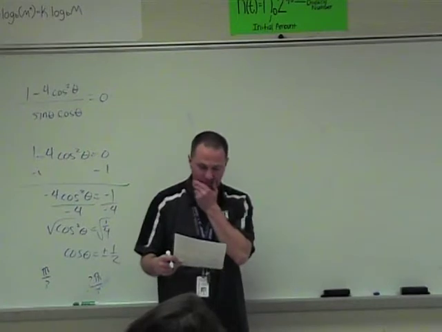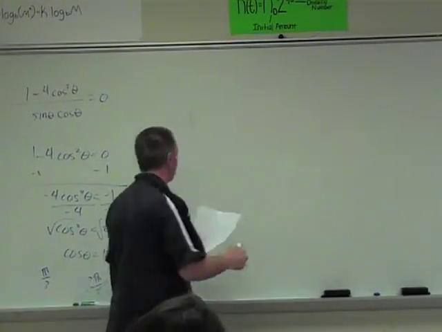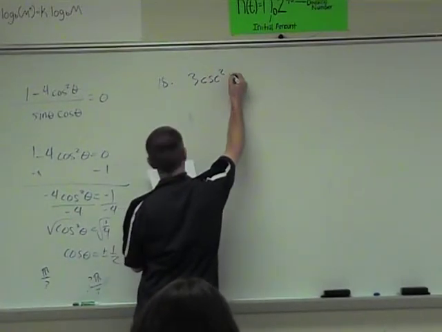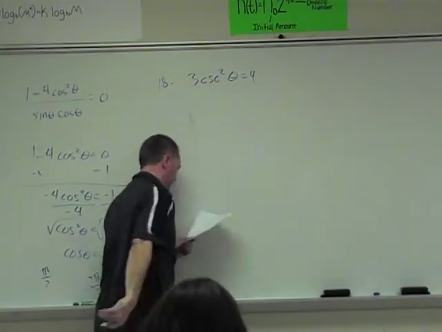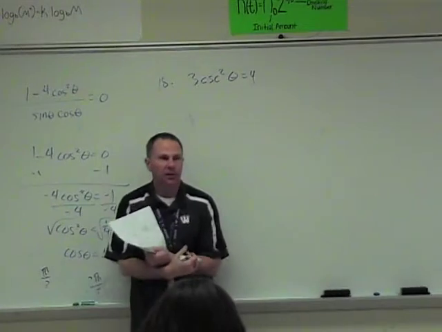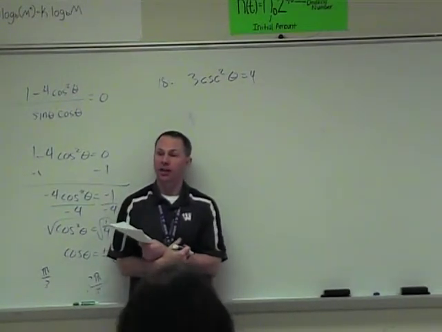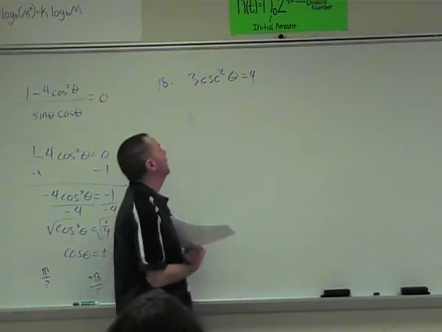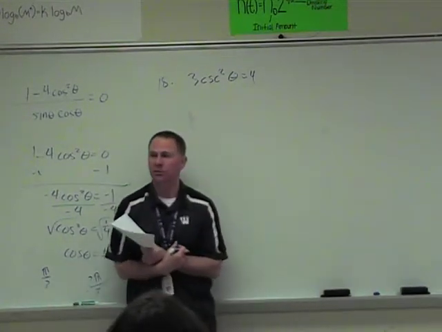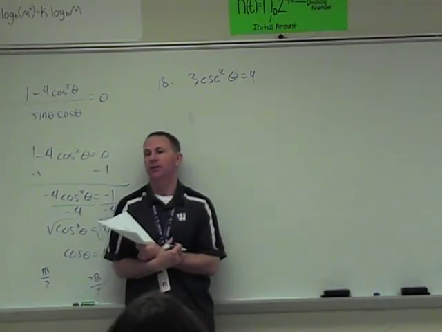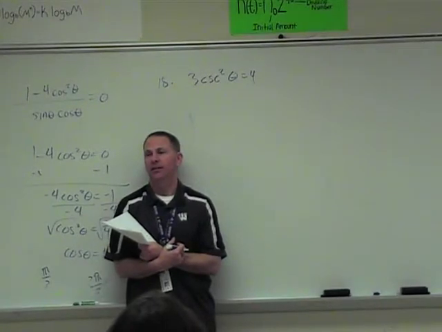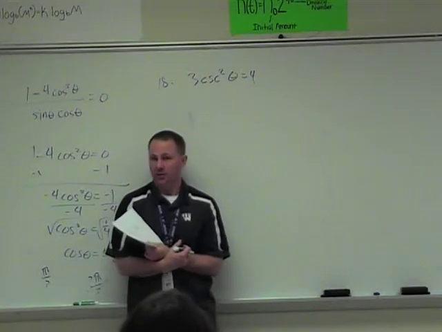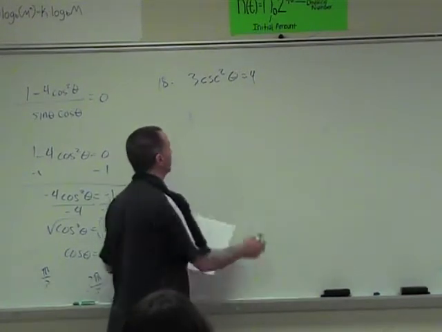Okay. How about this one? 18. 3 cosecant squared of theta equals 4. So immediately I see the square and I think, well, maybe I should change it. Except, let me ask you something. If you had 3x squared equals 4, how would you solve that? Yeah, you divide by 3 and then you take the square root. Nothing wrong with doing that. Let's try and see if we can get an answer.